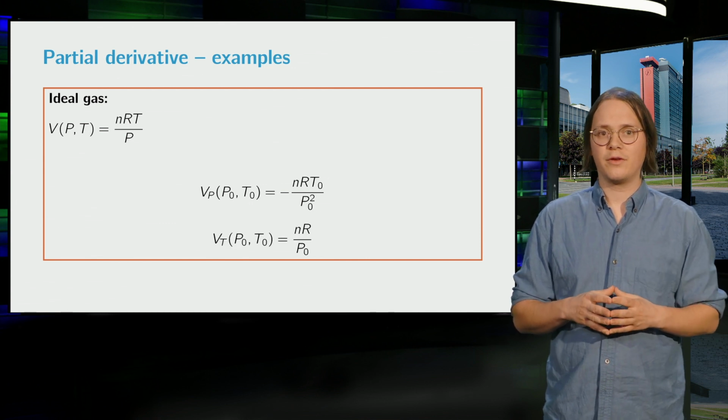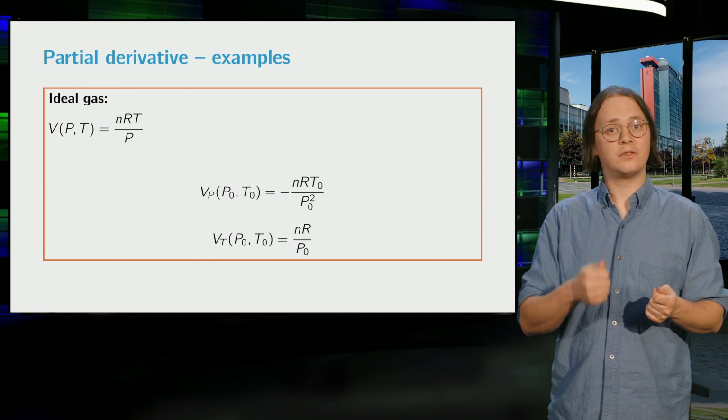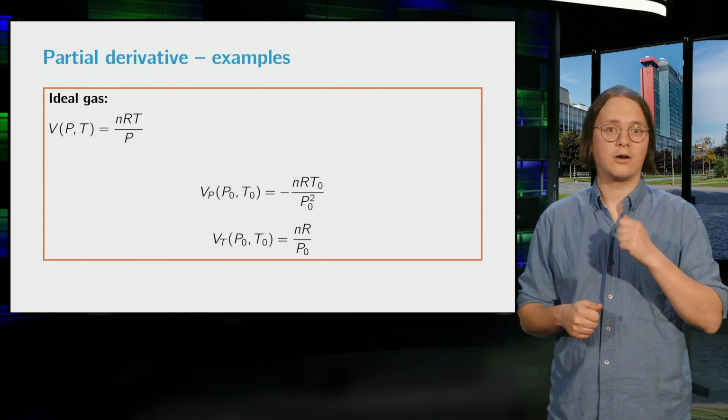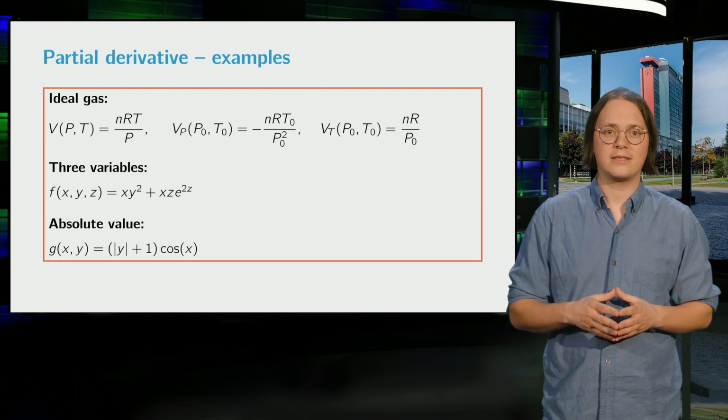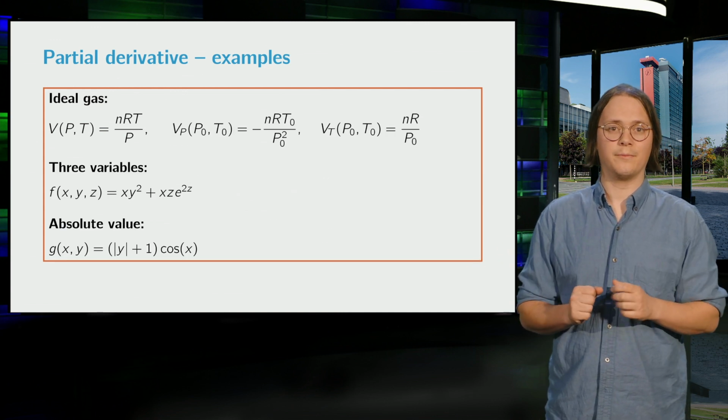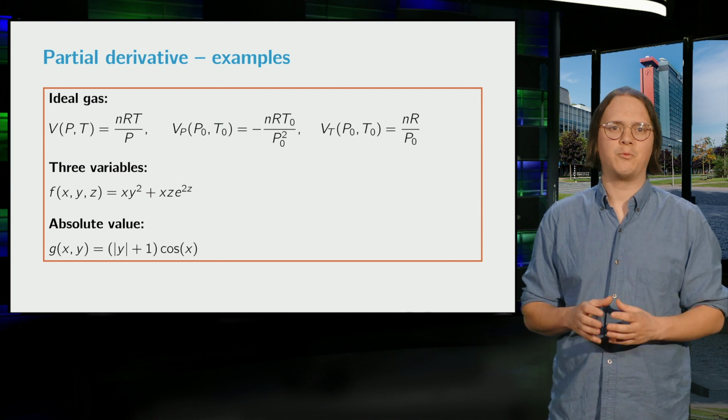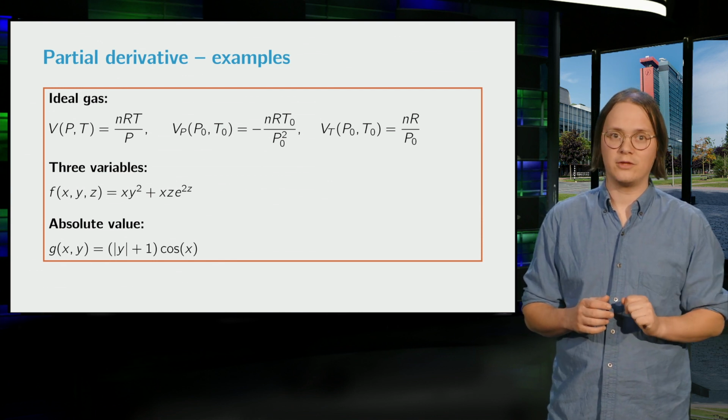Indeed, the partial derivative with respect to temperature at the point P0, T0 is given by n times R divided by P0. Let's consider this next example of a function of 3 variables. Let's consider all derivatives at once. Again, pause the video to try it yourself first.